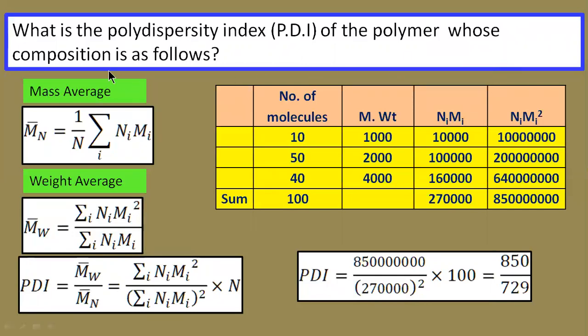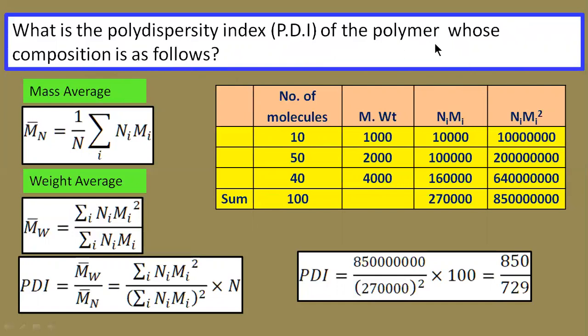of a polymer whose composition is as follows. So the problem is that when you synthesize a polymer in the laboratory, things are not so simple. In general, if you want to prepare some simple molecule, and when you extract it, you will see that all the molecules are the same.